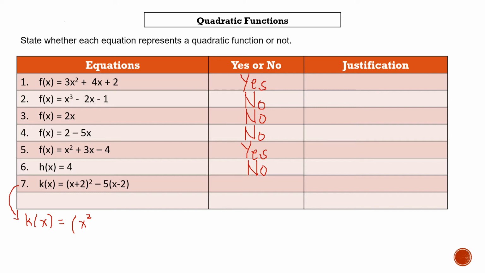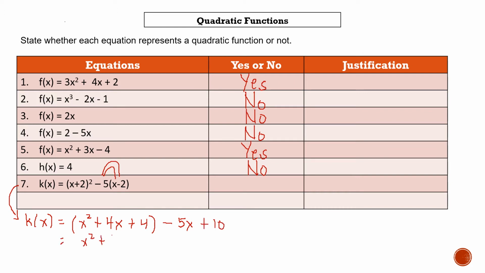x times 2 is 2x. Twice of it is 4x. And then square the second term. The square of 2 is 4. And then let us apply distributive property. So we have negative 5x plus 10. Let us simplify.